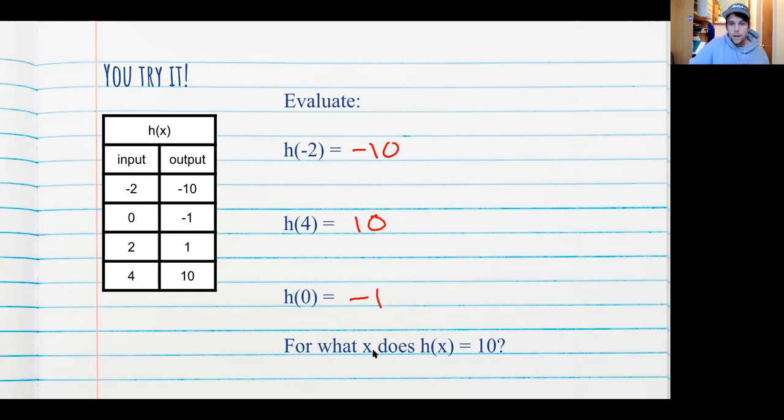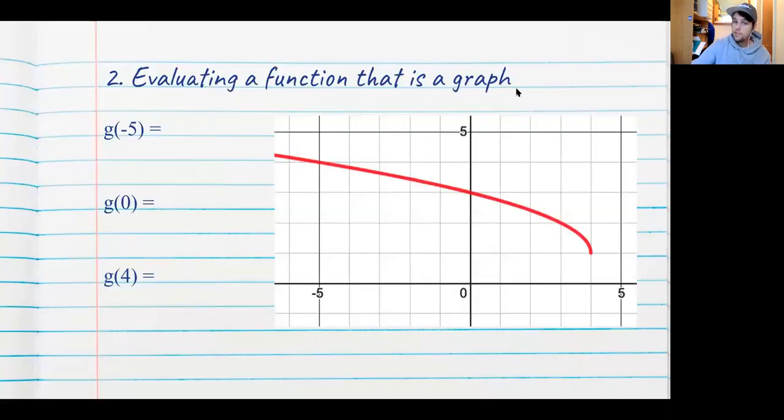Last question, for what x, for what input, x is our input variable in this problem, for what input does h of x equal 10? So for what input do we get an output of 10? Here is our output of 10. It took an input of 4, so x equals 4. h of 4 is equal to 10. Awesome.